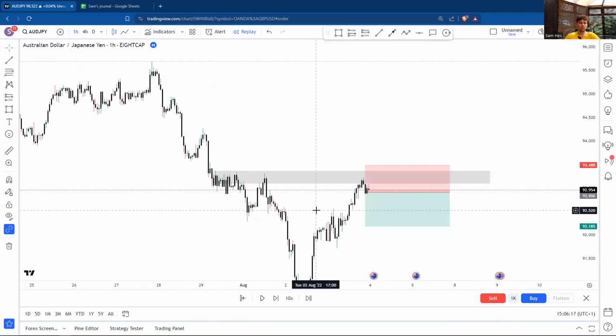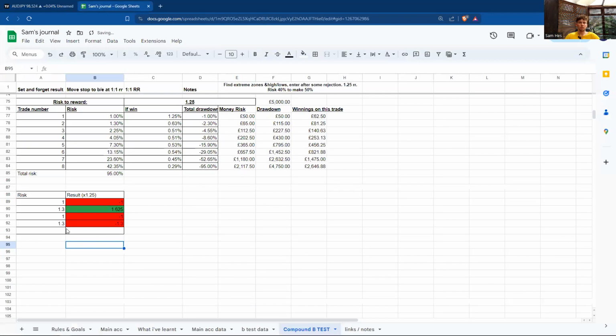Okay, this one was another loser. So this is actually quite a good example of how we're going to get quite a few losers, but I like to think we're still going to make profit. Okay, so this is trade number 3, so 2.25. And this is going to be -2.25.